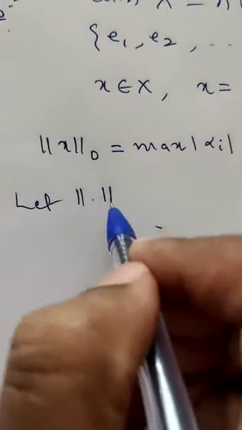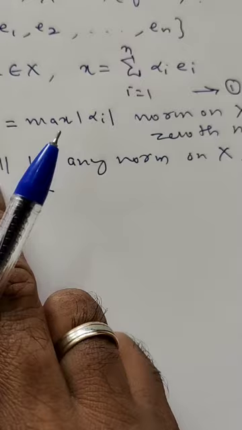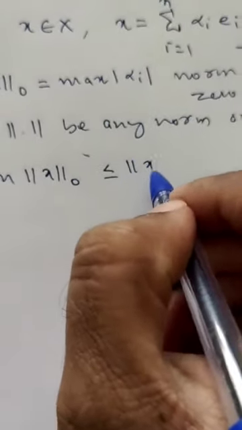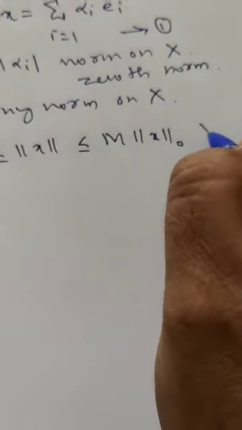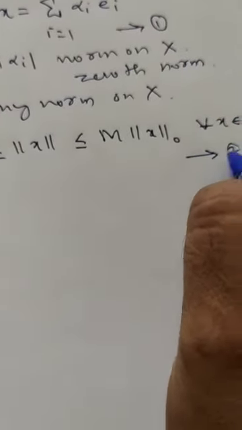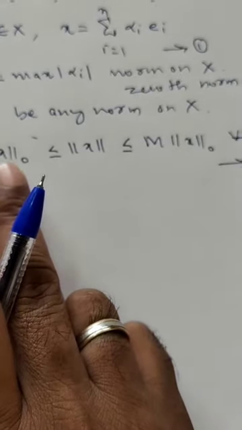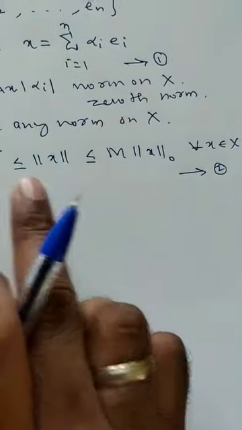For this I'll take an arbitrary norm. Let norm of x denote any norm on X. Then this norm and the zeroth norm are equivalent means, from the previous result, we have to show m times norm of x naught less than or equal to norm of x less than or equal to big M times norm of x naught for every x belongs to X. So we said any two norms, norm 1 and norm 2, are equivalent if and only if there exist positive constants m and M, and we have proved the previous result.